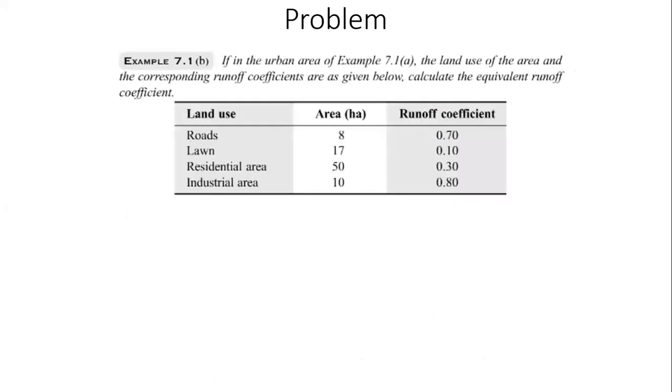Okay, just one more quick problem. If in the same example, the land use of the area and the corresponding runoff coefficients are as given below, calculate the equivalent runoff coefficient, right? Out of those 85 hectares, if I have 50 hectares of residential area, 10 hectares of industrial area, 17 hectares of lawns, and 8 hectares of roads, each with these runoff coefficients, then the question is to find the equivalent runoff coefficient.